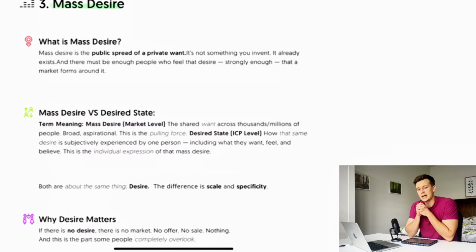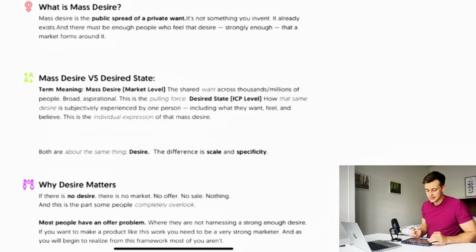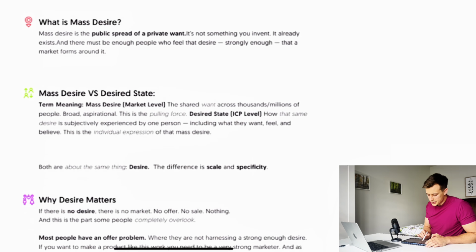And if you don't know what mass desire is, then that's a big problem. If you know what it is, but you don't actually know at a base level what exactly it means, then that's probably a reason why your ads aren't working as well, right? So to answer your question, what is mass desire?